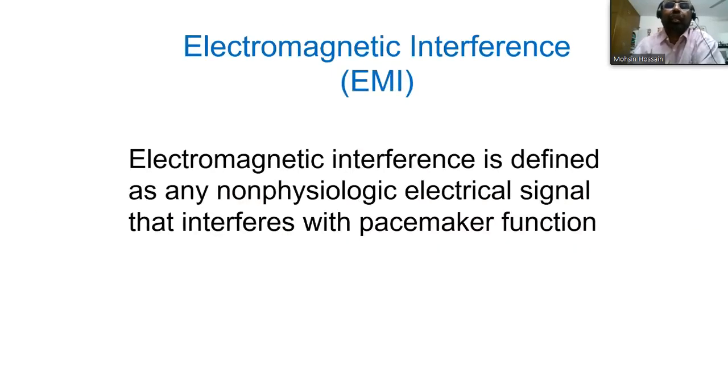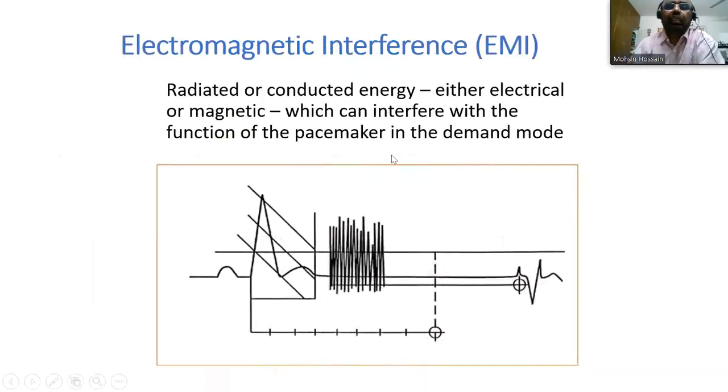Electromagnetic interference. Electromagnetic interference is defined as any non-physiological electrical signal that interferes with pacemaker function. How is it caused? By radiated or conducted energy, either electrical or magnetic, which can interfere with the function of the pacemaker in the demand loop. So, when there is external electrical activity, like cautery or diathermy, the pacemaker will inhibit it.